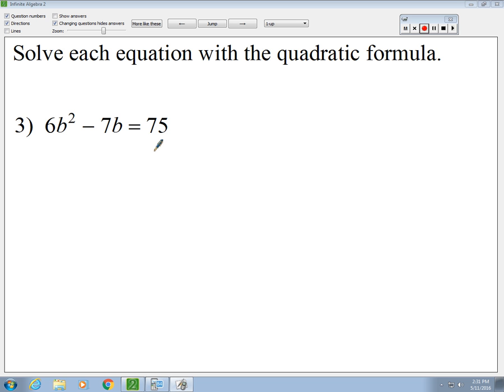Right, the 75 needs to move over here with everything else, and since it's positive over here, I need to subtract it to get it over here. So now I have 6b squared minus 7b minus 75 equals 0. Now that I have it in standard form, what is my a? What is my b? And what is my c?